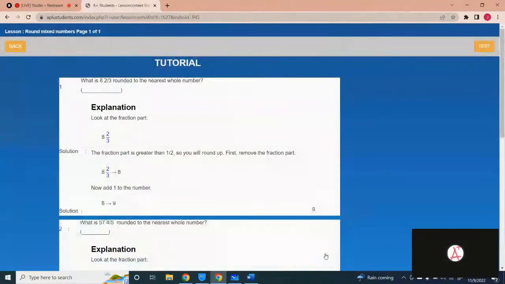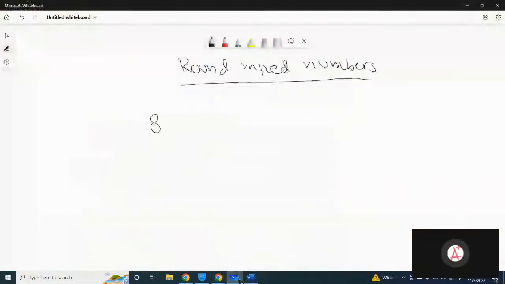What is 8 whole 2 by 3 rounded to the nearest whole number? Got it? So the mixed fraction is 8 whole 2 over 3. You have to round off the number to the nearest whole number. Here 8 is the whole number and the fractional part is 2 over 3. So just look at the fractional part. You have to compare 2 by 3 to 1 over 2. If 2 by 3 is greater than 1 over 2, you have to round up. If 2 by 3 is less than 1 over 2, you round down to the same number. Got it? Just compare 2 by 3 to 1 over 2.